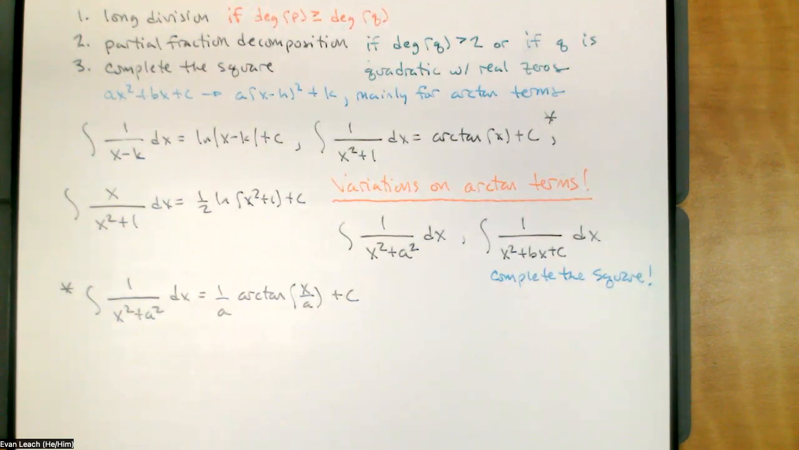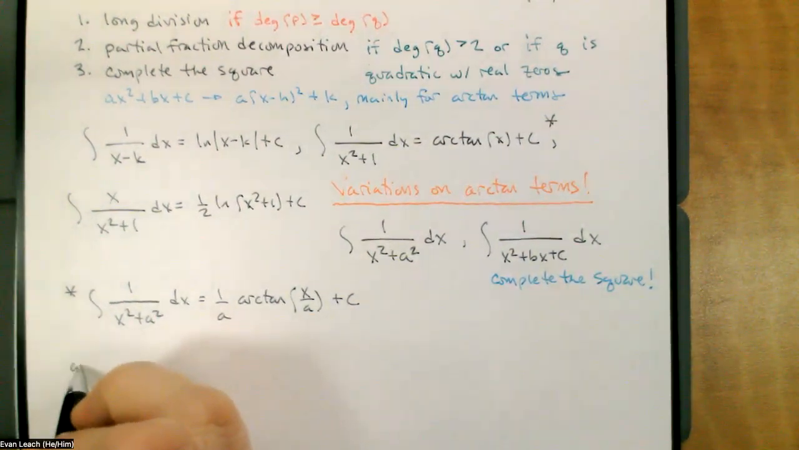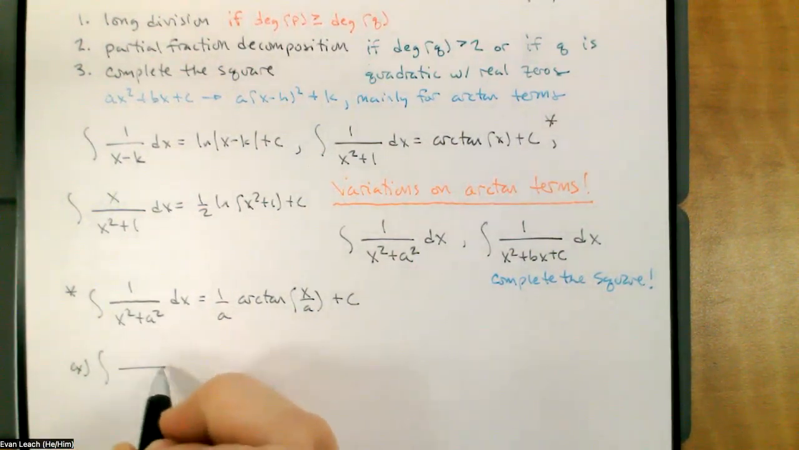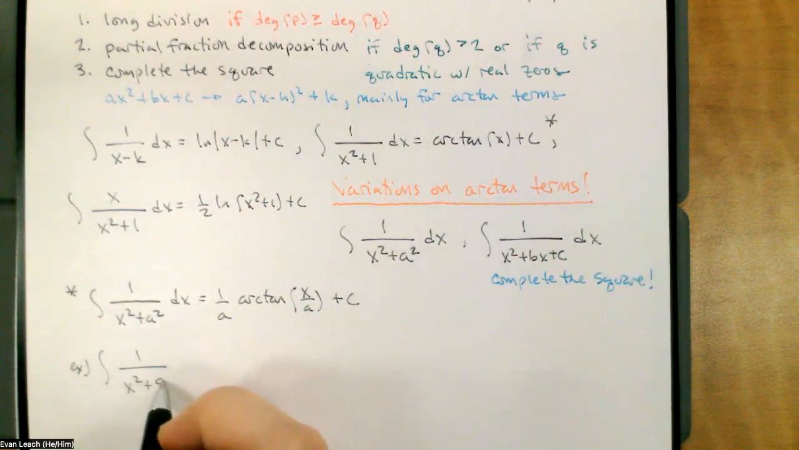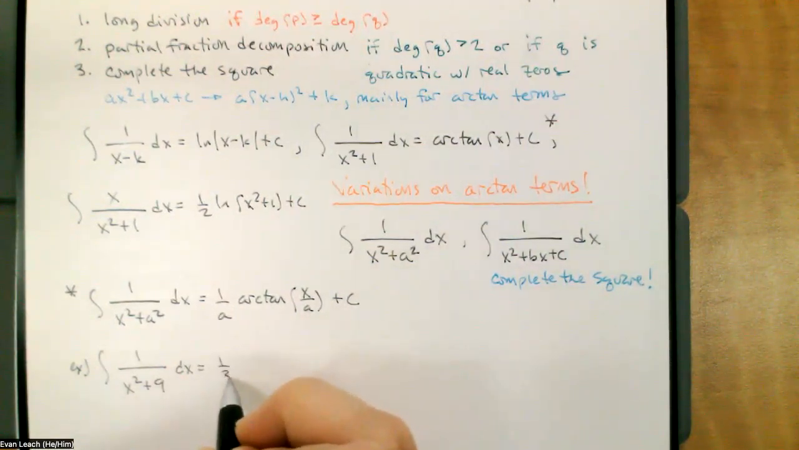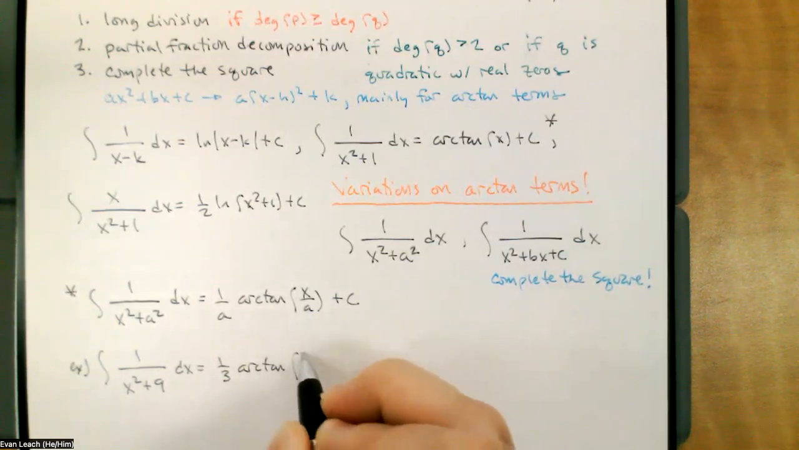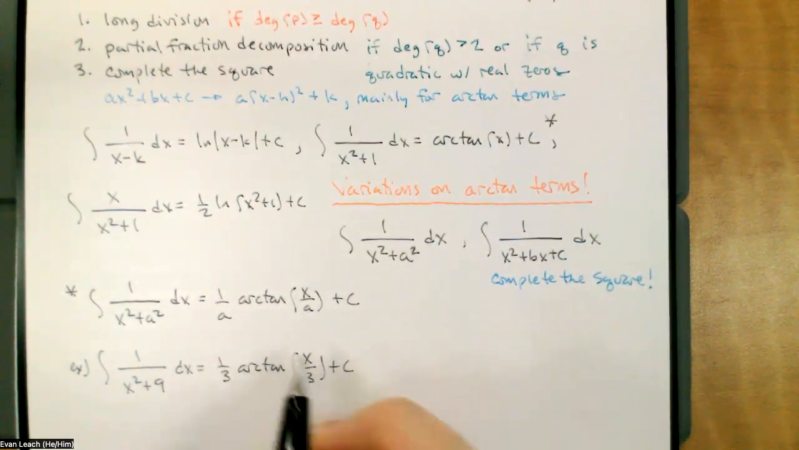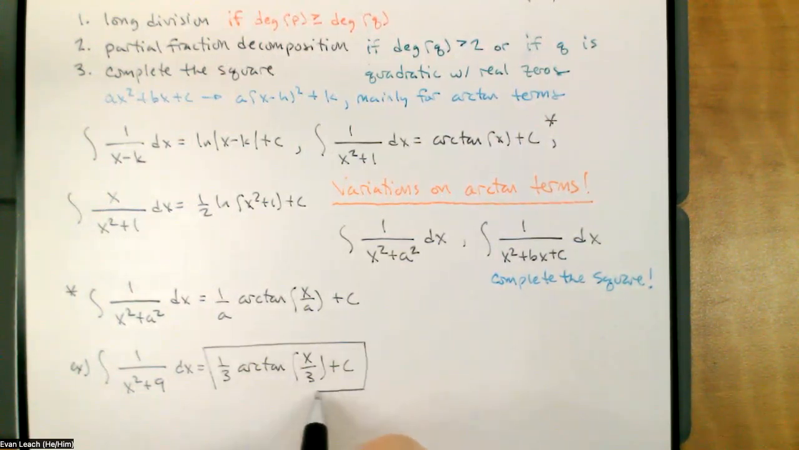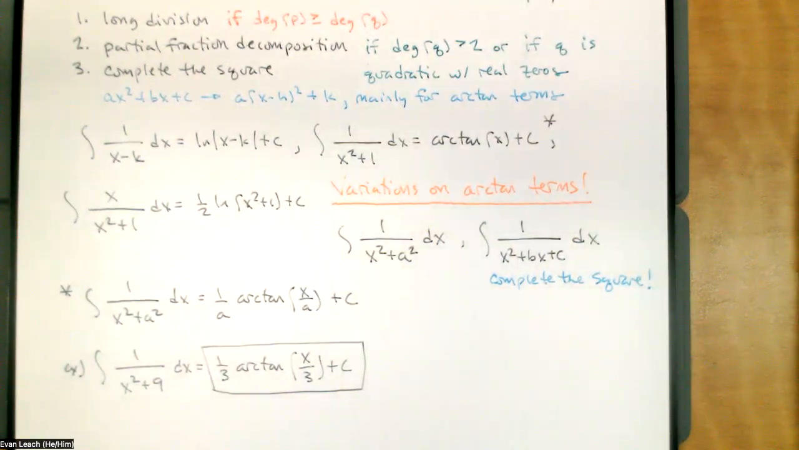This is what's going to happen if we change that to something other than 1. So for example, if we wanted to integrate 1 over x squared plus 9 dx, that's going to be 1/3 arctangent of x over 3 plus C. This is specifically degree 0 over degree 2 with complex zeros.